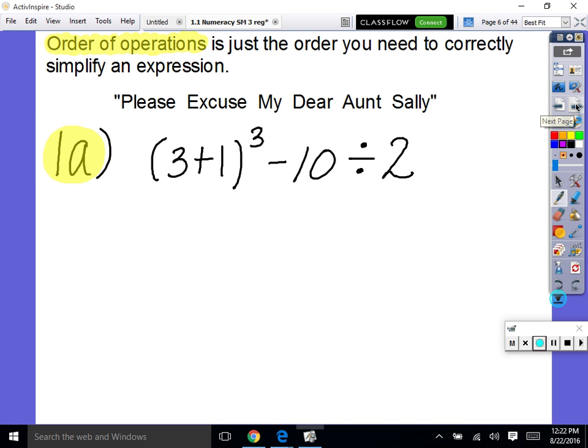My problem is the same as yours on the notes page. Here we go. So we're going to simplify this using order of operations. Parentheses comes first, so we need to simplify inside here, right? Okay, so this is 4 cubed, and then we have minus 10 divided by 2. So let's go. Exponents comes next, right? So let's simplify. 4 cubed, remember that means 4 times 4 times 4.